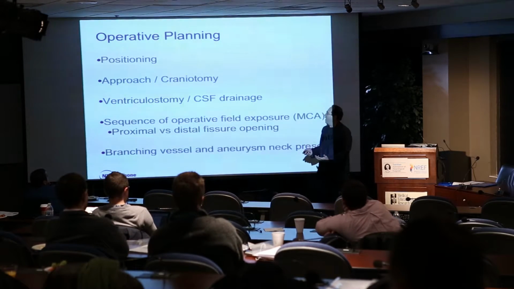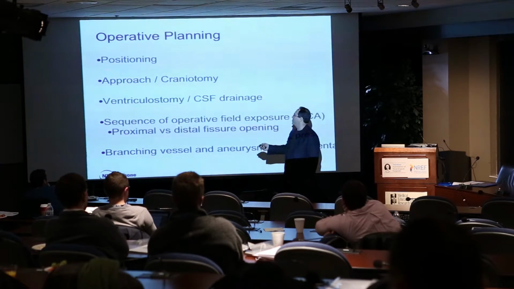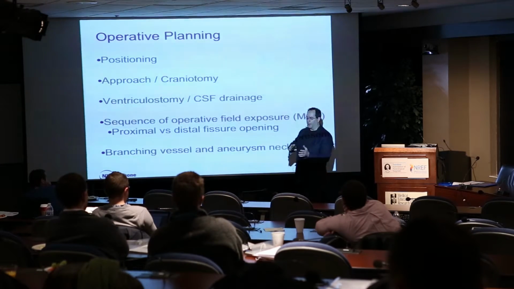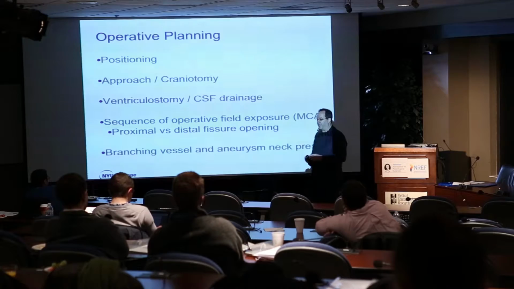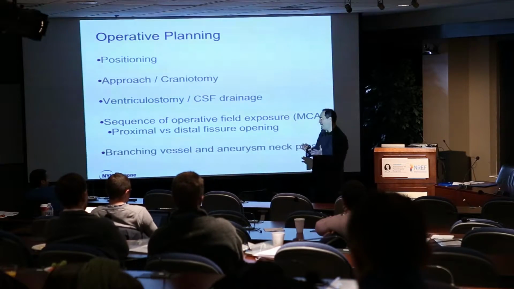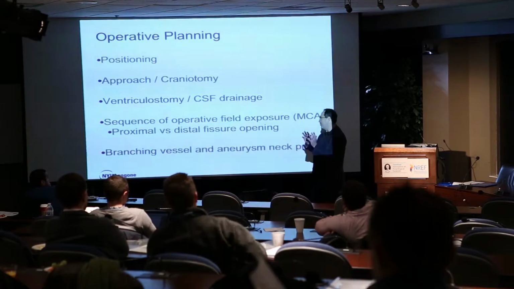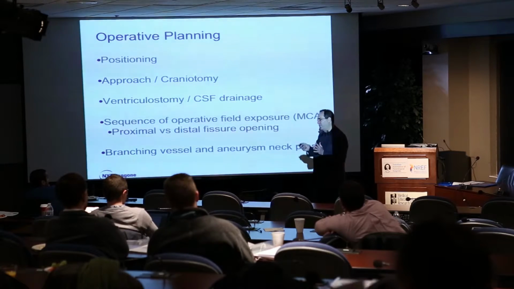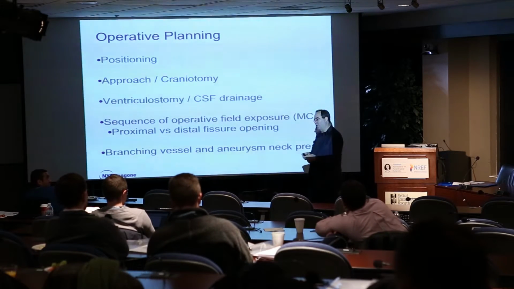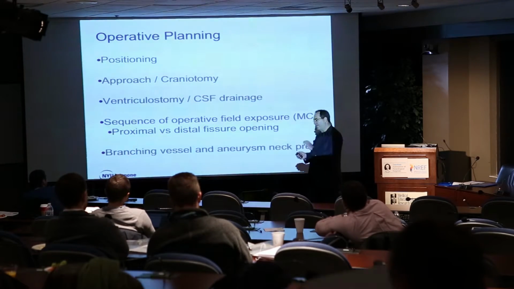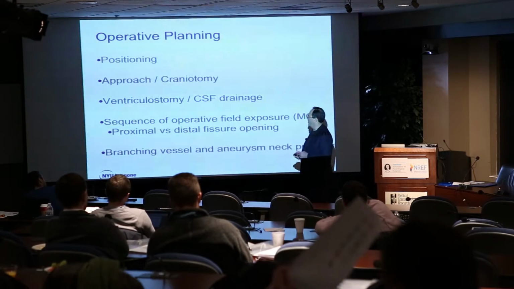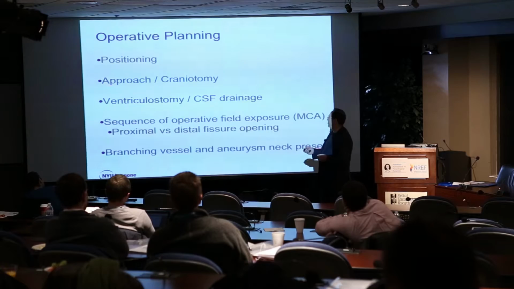Some general things about operative planning: positioning. When you bring in the patient, depending on the type of aneurysm, how far lateral you're going to have it. For an anterior communicating, maybe that's 15 degrees. Whatever it is, review the case beforehand, look at the aneurysm, look at the direction that the aneurysm is pointing, and try to come up with how you're going to position the patient's head. The approach and the craniotomy.